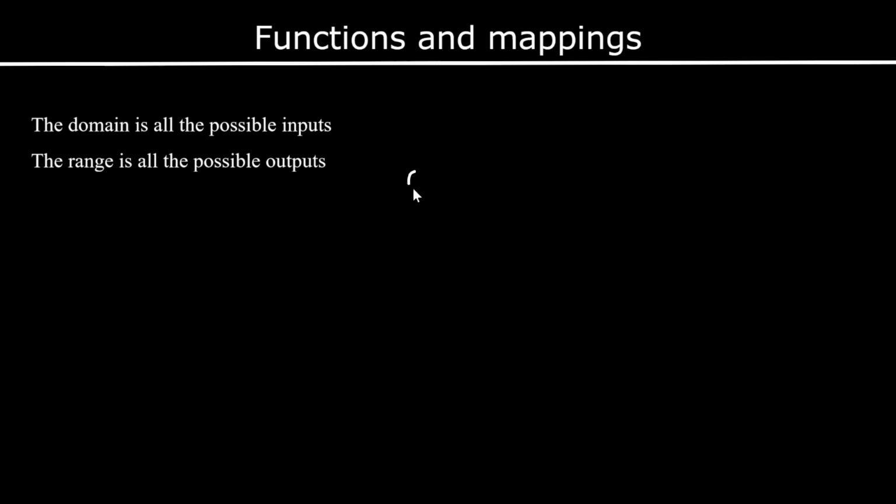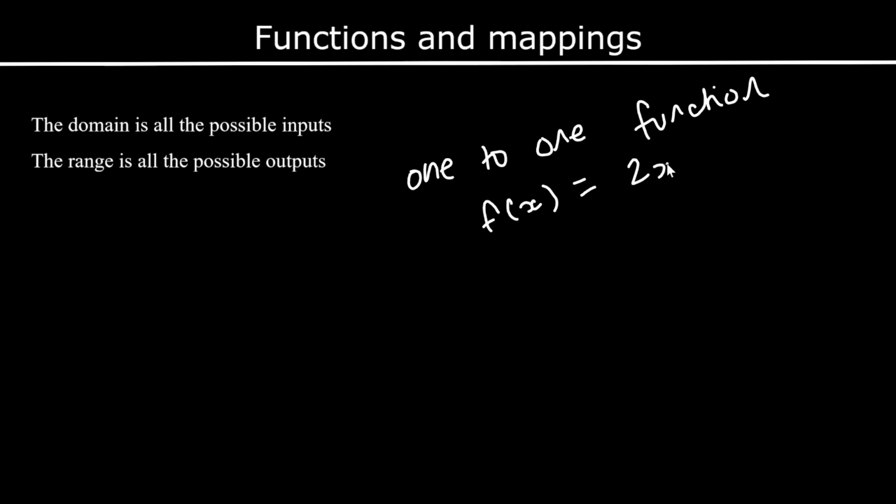So you can have a one-to-one function, and this is like a straight line graph. So f of x equals 2x plus 3. You put in the x, you multiply it by 2 plus 3, and you get the output. You can also have a many-to-one function.